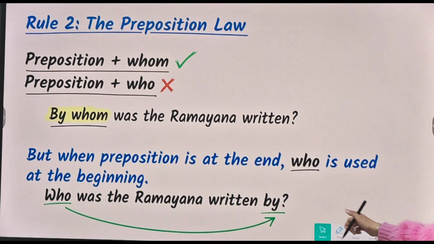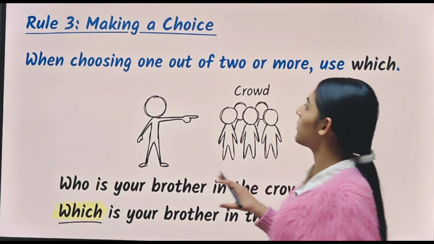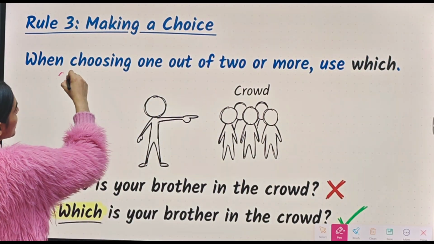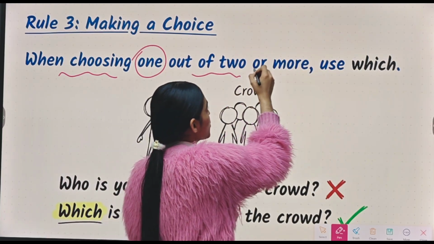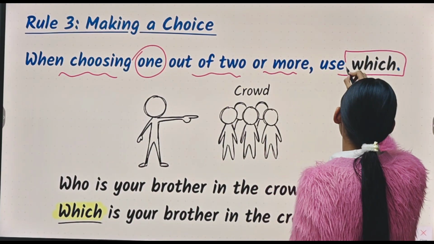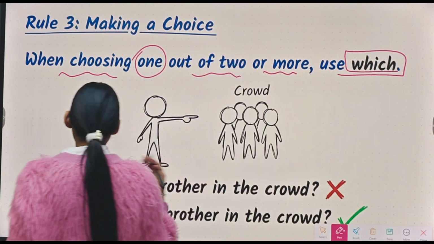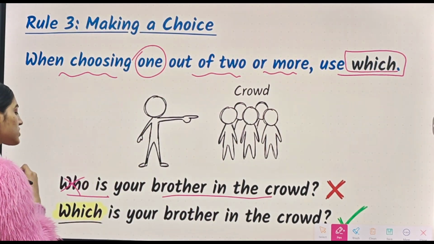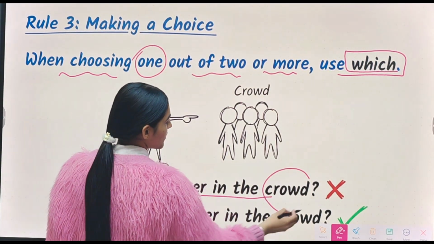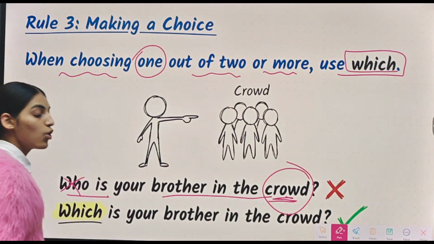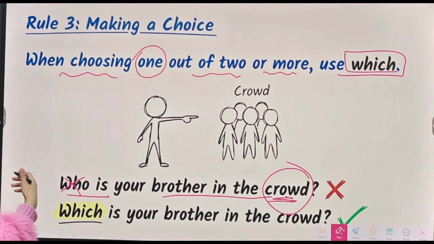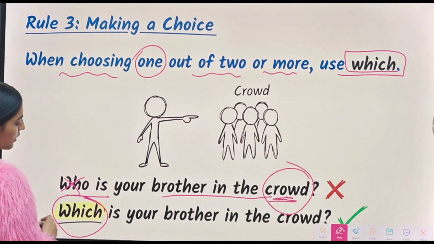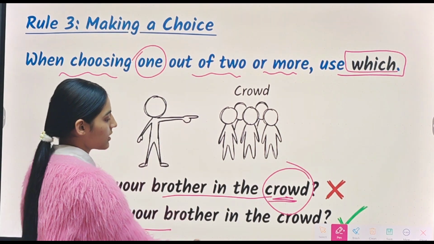All right. Now moving on, we have rule number 3. Rule number 3 says making a choice. When choosing one out of 2 or more, we will use the pronoun which. So let's see. Instead of saying who is your brother in the crowd, using who is wrong. Since we are choosing anyone in the crowd, more than 1 or 2, instead of that, we will use which. Which is your brother in the crowd?